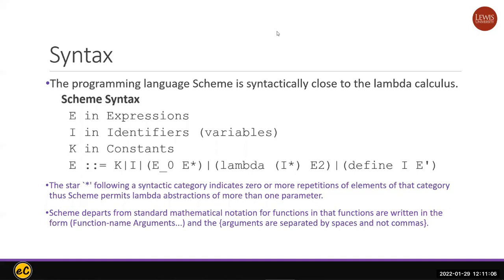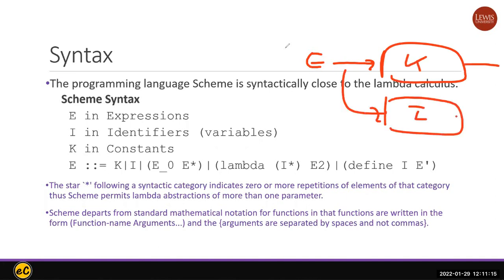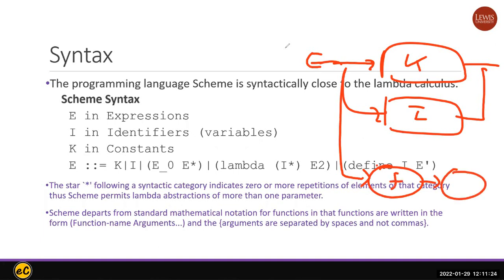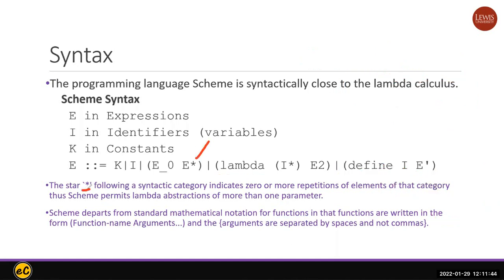So your expression can be a constant, or it can be an identifier, or it can be a function followed by expressions. This one is actually 0 or more. So you can go this way, and you may go back to here. That is your expression, and the lambda definition as well. At the start, we call it Kleene star, which means 0 or more times.